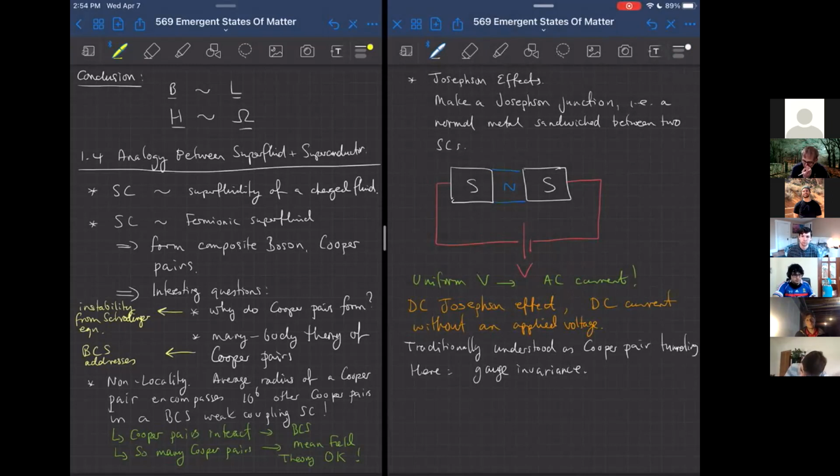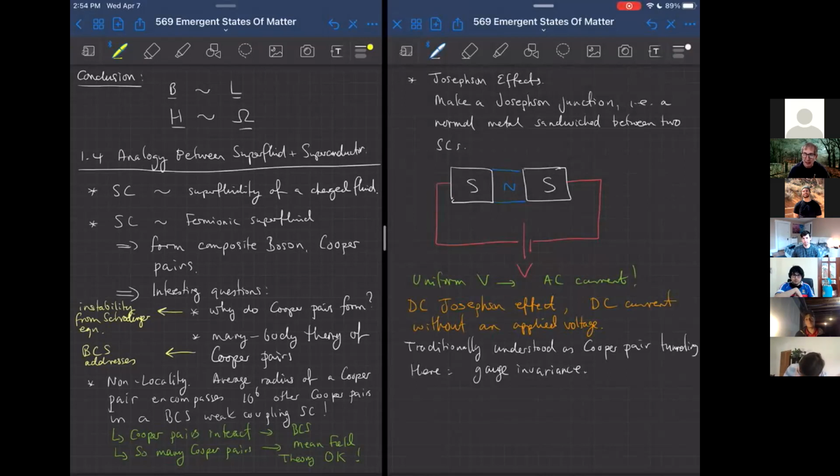Because it was formulated in terms of the tunneling of Cooper pairs, Bardeen didn't believe it, because the tunneling of Cooper pairs requires the tunneling of 2 electrons, which would be a second order or higher order process.